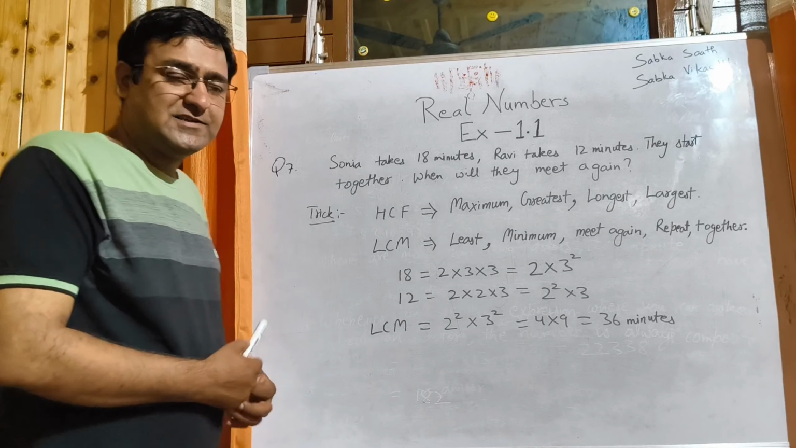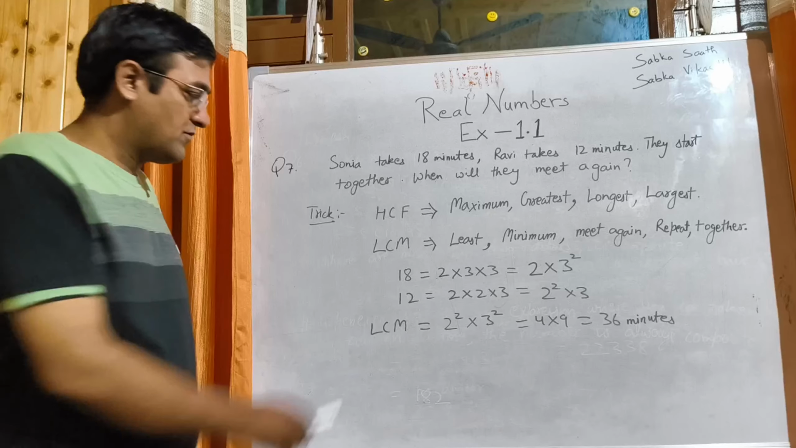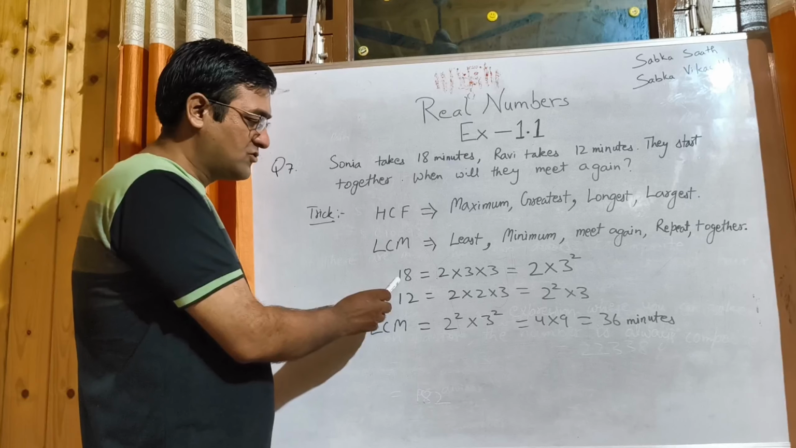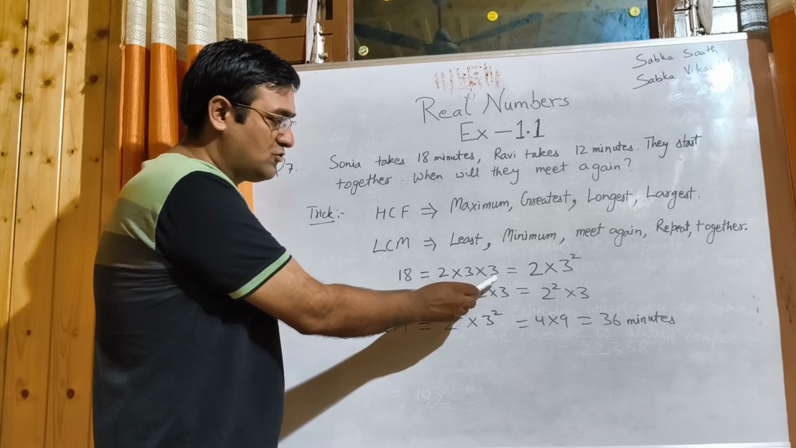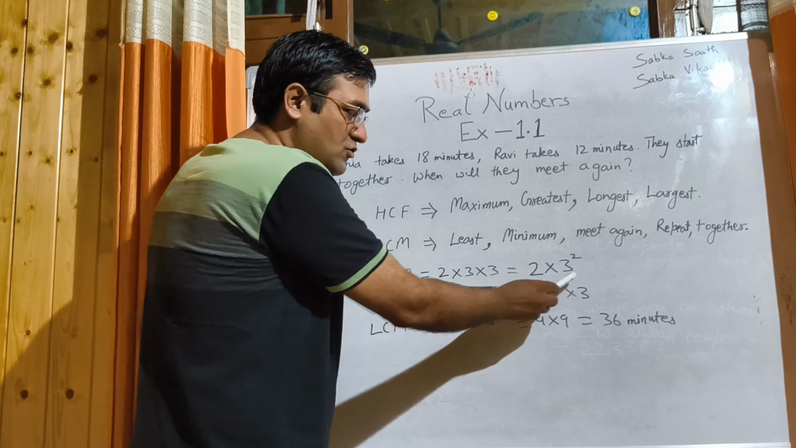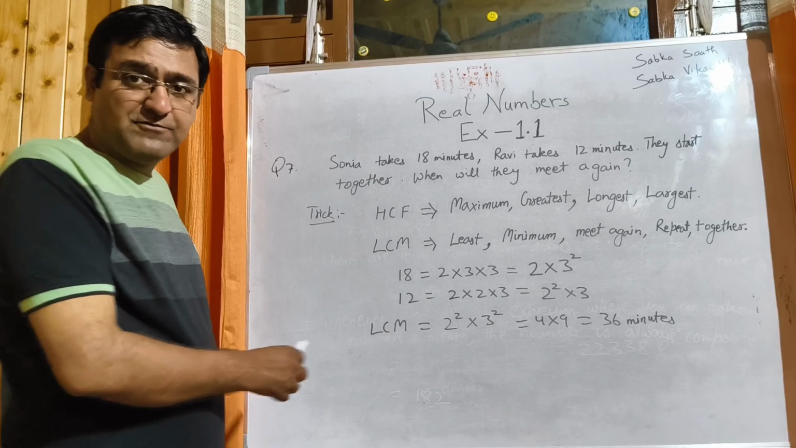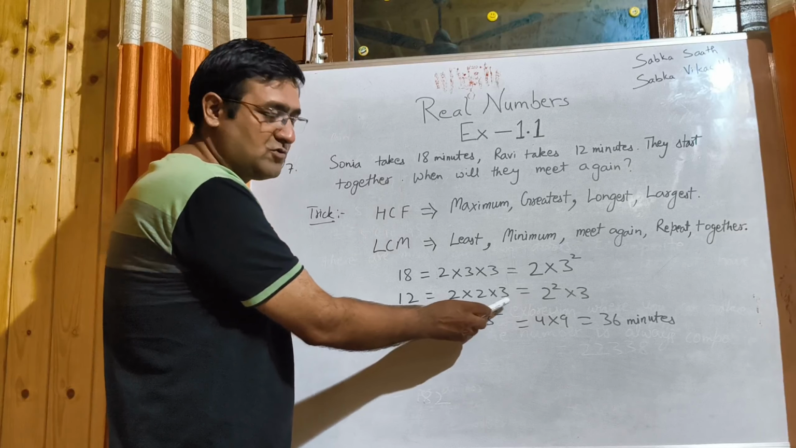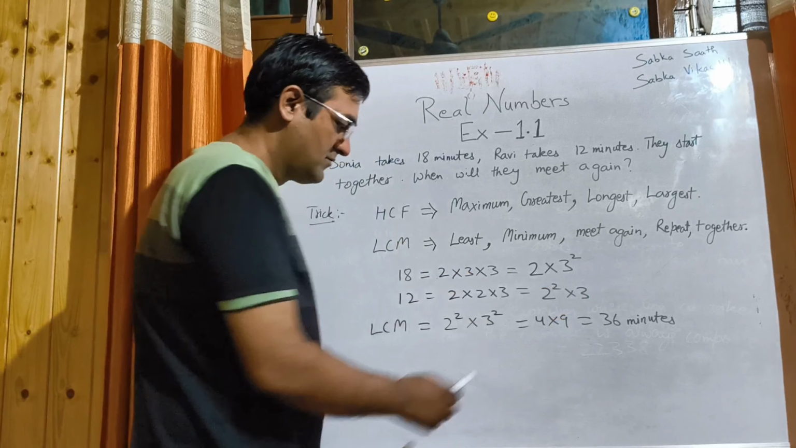So in order to find LCM, let's first of all make the prime factors of 18 and 12. So prime factors of 18 are 2 into 3 into 3, which gives us 2 into 3 square. Similarly, prime factors of 12 are 2 into 2 into 3, which is 2 square into 3.